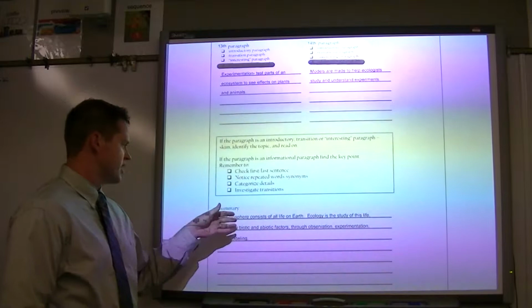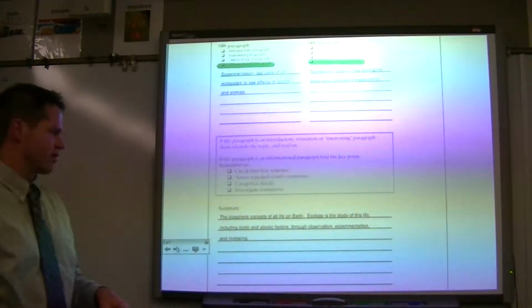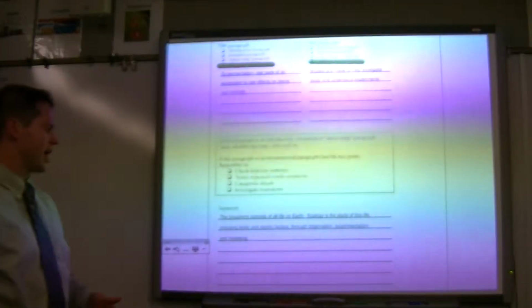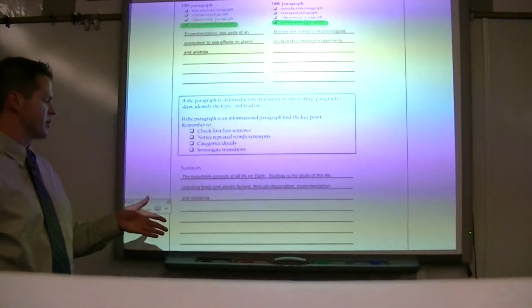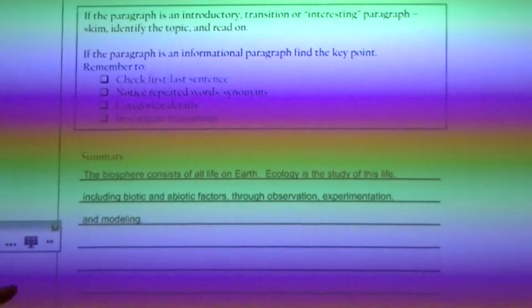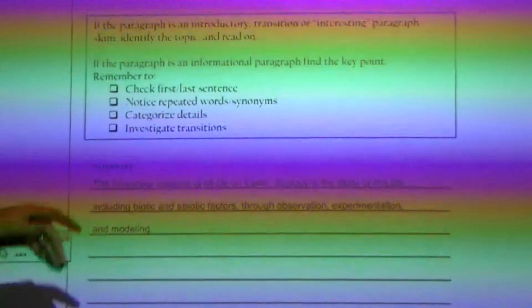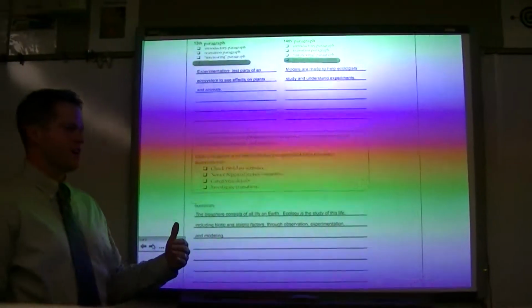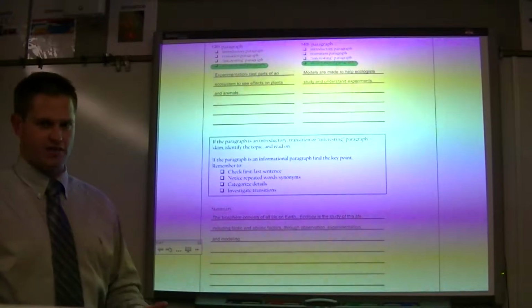So what I have here is the biosphere consists of all life on Earth. Ecology is the study of this life, including biotic and abiotic factors, through observation, experimentation, and modeling. Again, I have one sentence here. If you have to make it 2 or 3, that's fine, but again, we don't want to keep going on and on and on, because that's one of the problems students have, is they don't know what's important, so they just write everything.